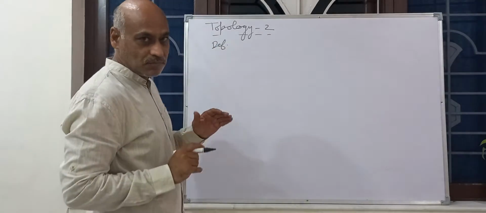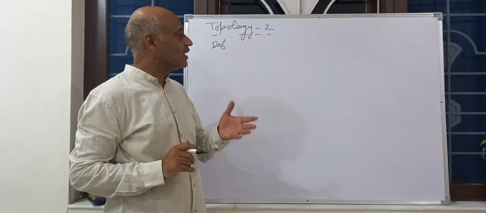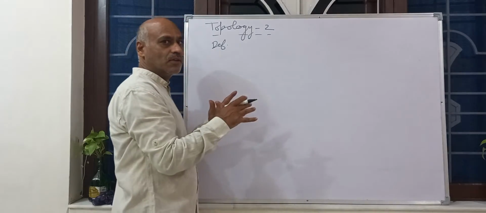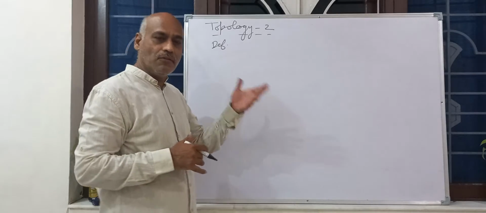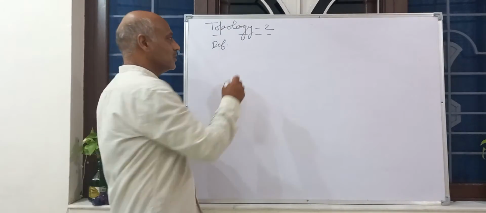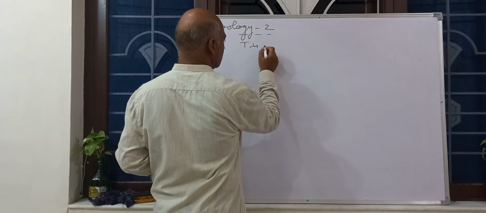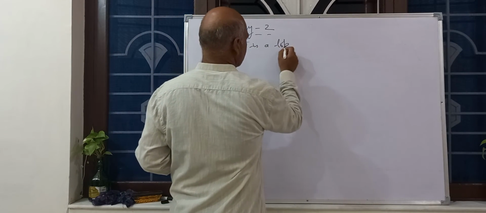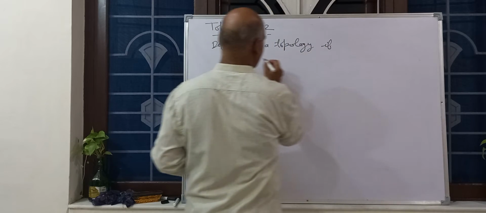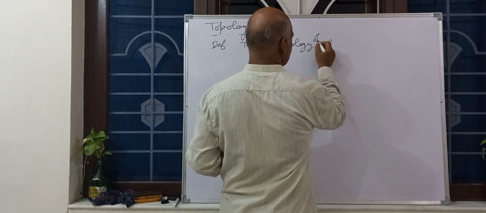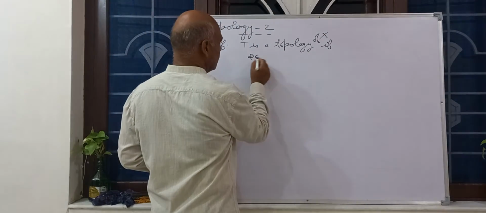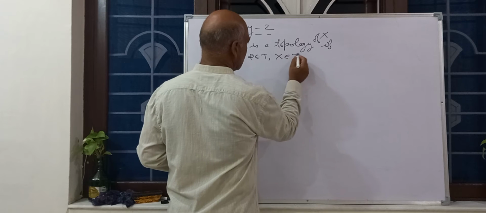Topology. For a topology, we have to check three conditions. We are going in short because in the previous video we discussed it broadly. T is a topology, if, for a topology of X, any set, first: Y belongs to T, and X belongs to T.